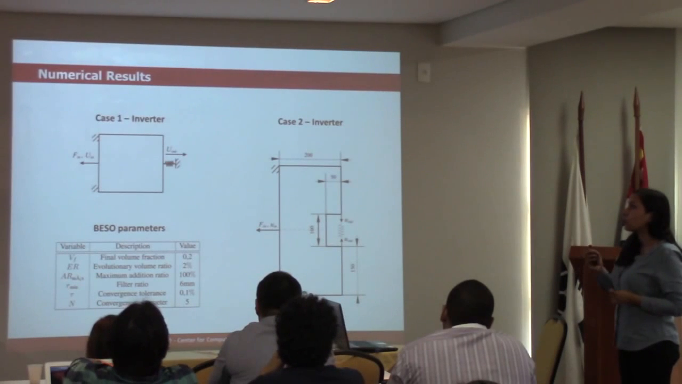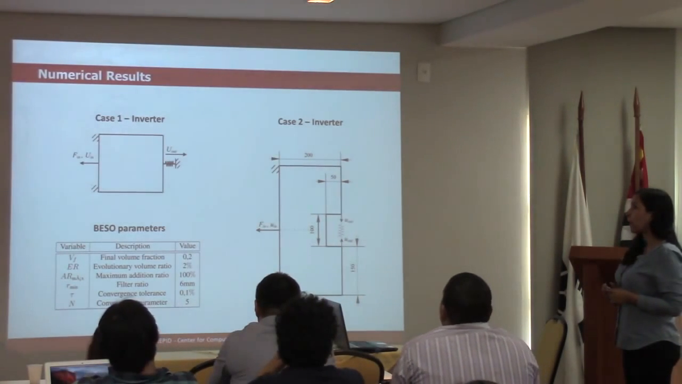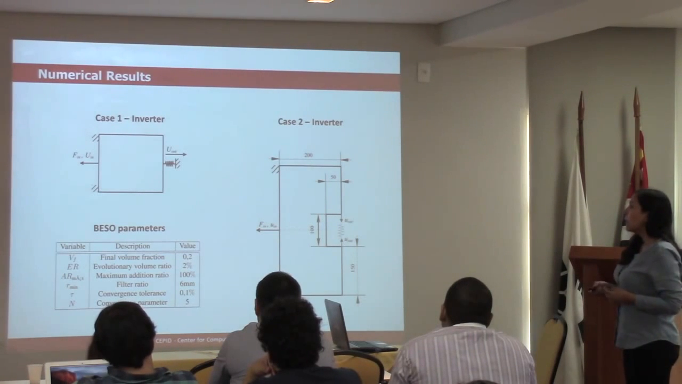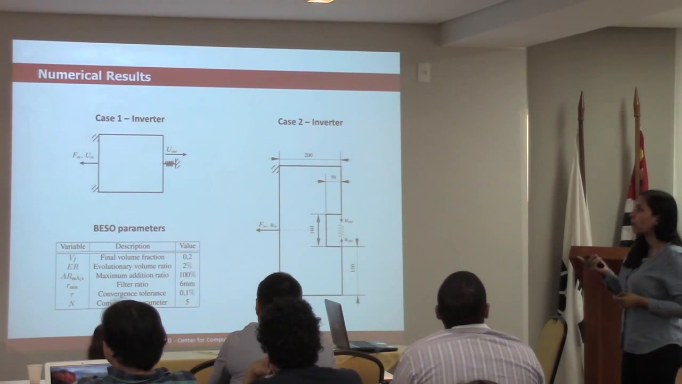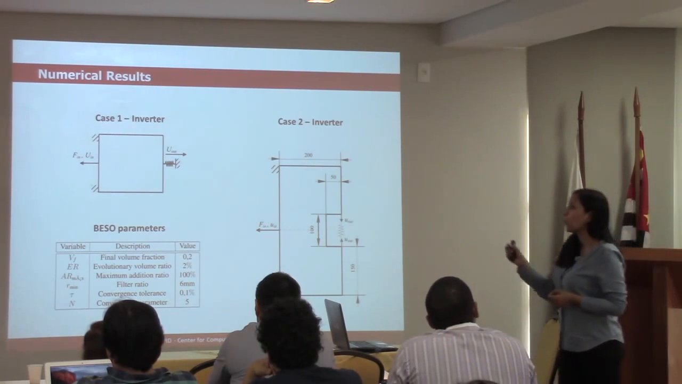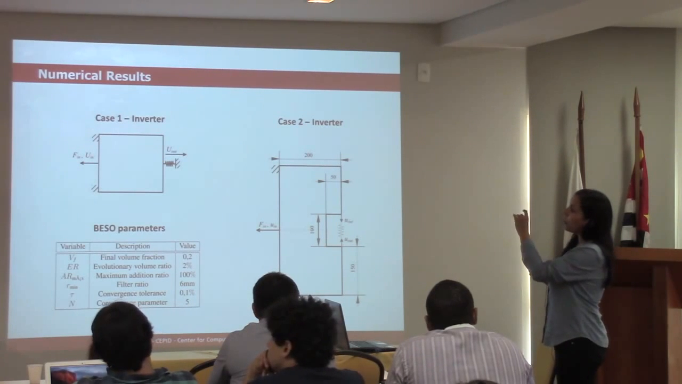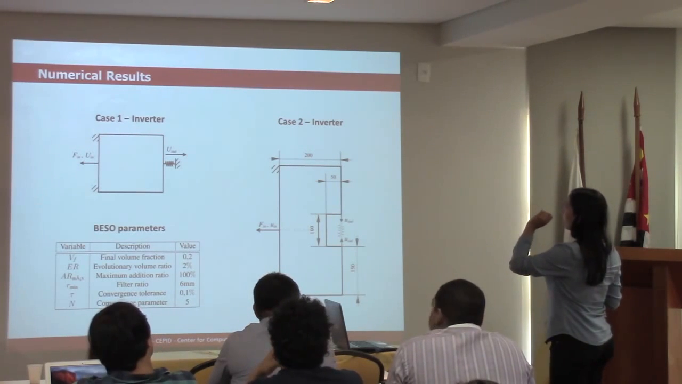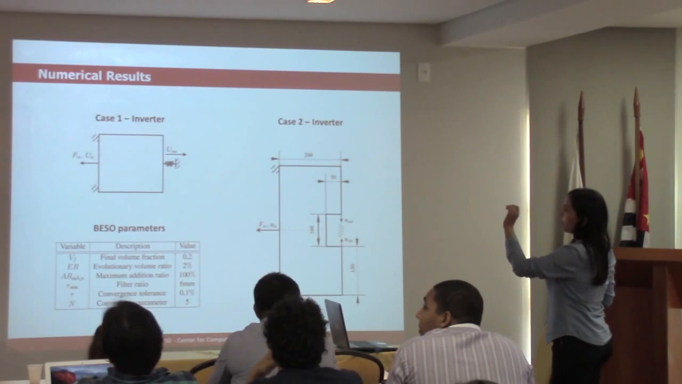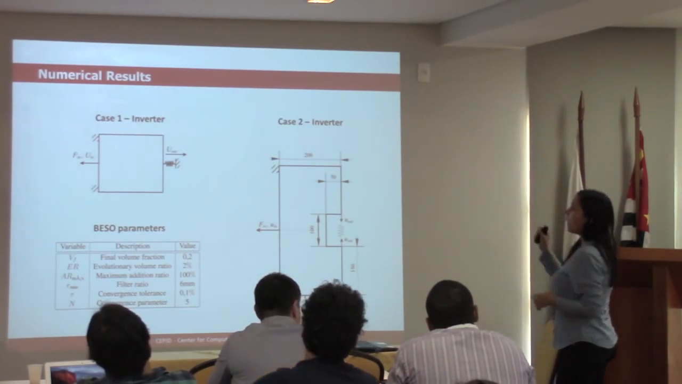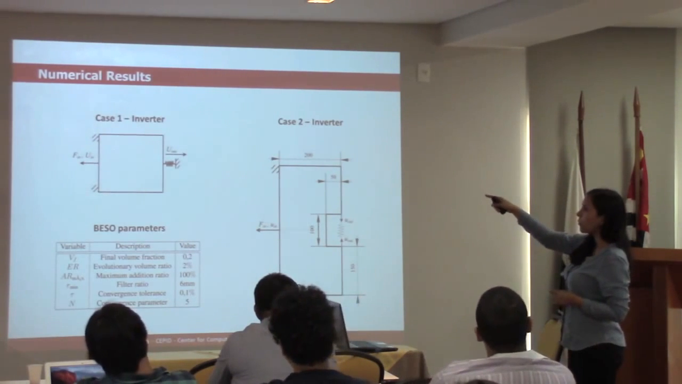We'll be using two very typical examples of compliant mechanisms. The first is the case of an inverter. The initial force will be at the left edge in the middle. There will be the input node, and right here will be the output node.